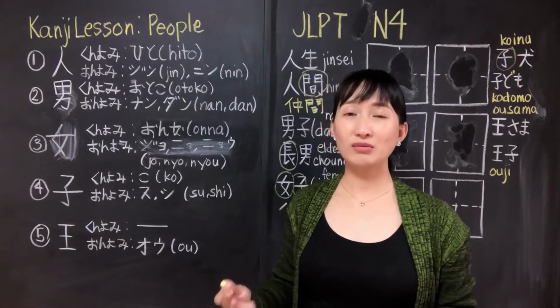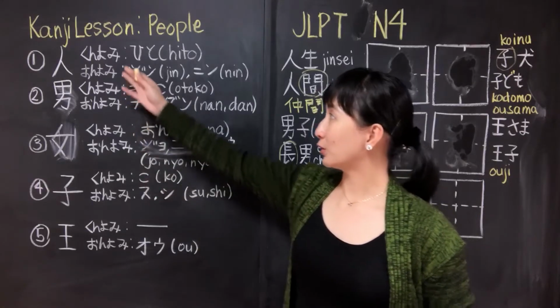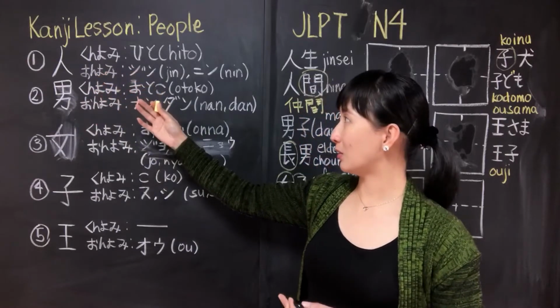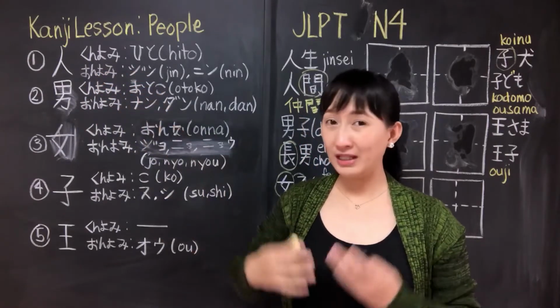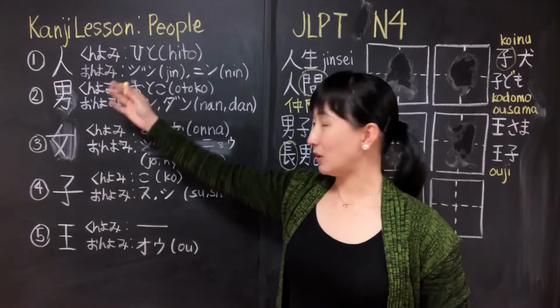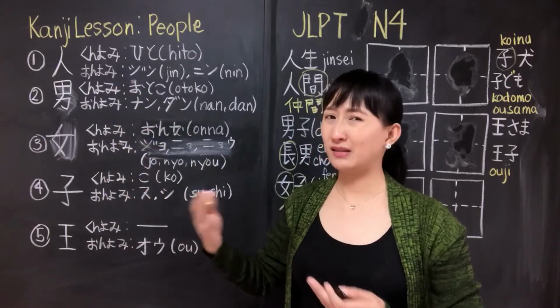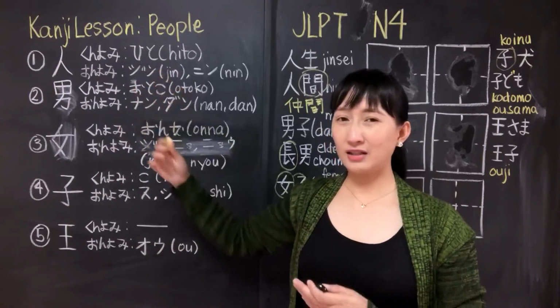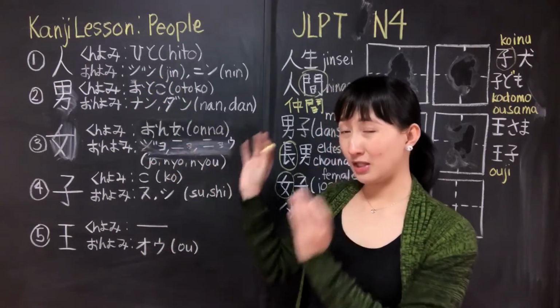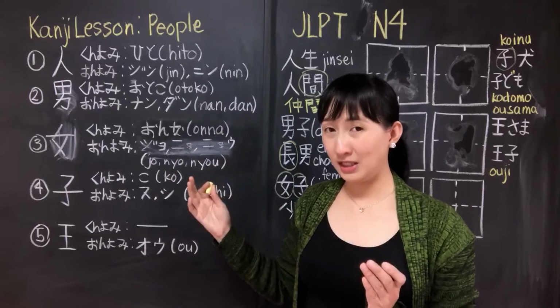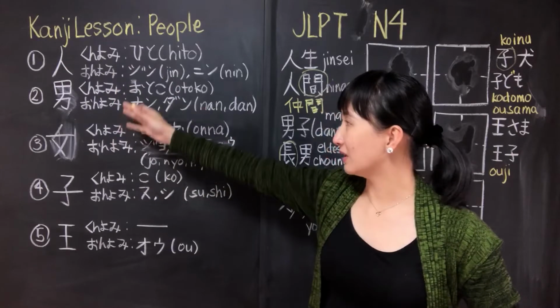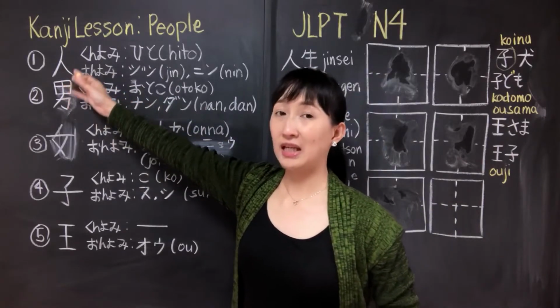There are two ways to read a certain kanji: kunyomi and onyomi. Kunyomi refers to the Japanese way of reading any kanji, and onyomi refers to the Chinese way of reading. Kunyomi is a lot easier to remember because when you see a certain kanji, it has a meaning, compared to onyomi. Okay, so today our first kanji is hito.